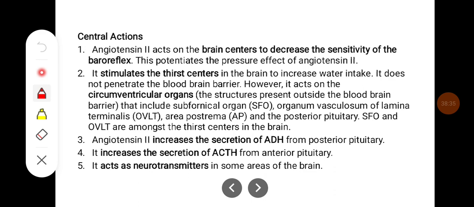The central actions: it acts on the brain centers to decrease the sensitivity of the baroreflex. So this potentiates the pressor effect of angiotensin 2. It stimulates the thirst center in the brain to increase water intake. It does not penetrate the blood-brain barrier.